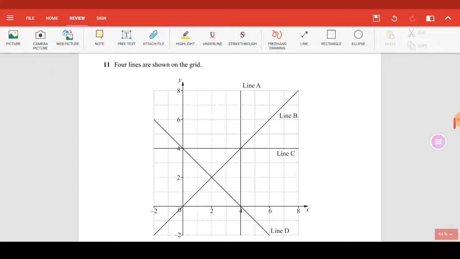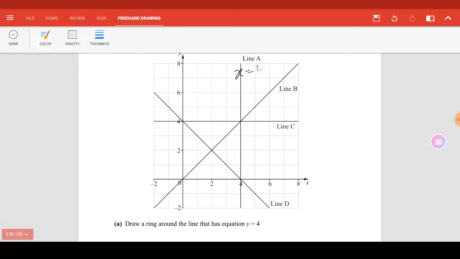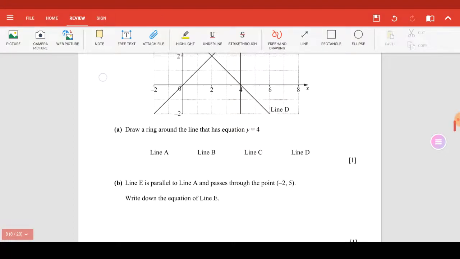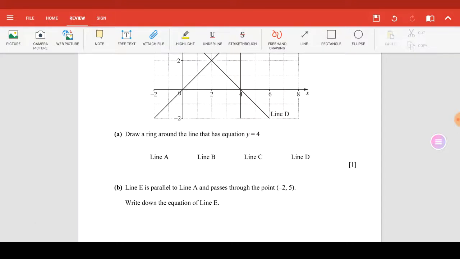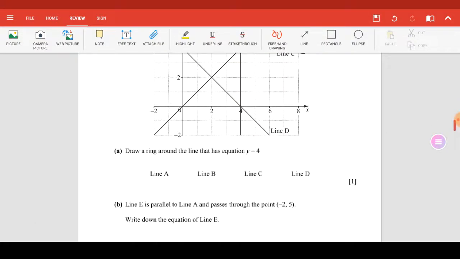4 lines are shown in the grid. We have one vertical line which is x equals 4 and one horizontal line which is y equals 4. Draw a ring around the line that has equation y equals 4. As we wrote, it's line C.